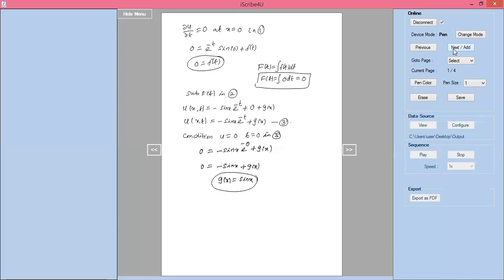Now use g of x in equation 3. If you use it in equation 3, u of x comma t equal to minus sine x into e power minus t plus g of x, which is plus sine x. Now you'll write u of x comma t equal to sine x. If you take sine x outside, you'll get 1 minus e power minus t, which is the required solution for the given equation.